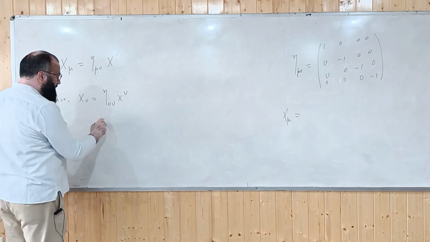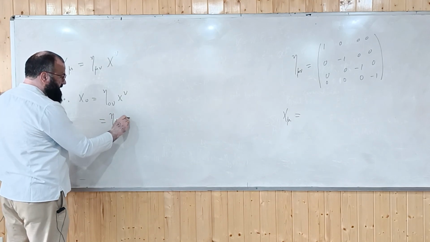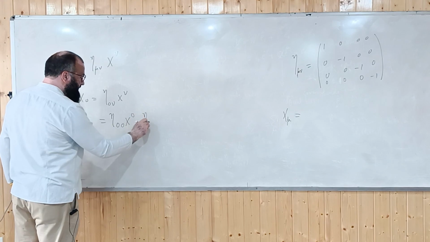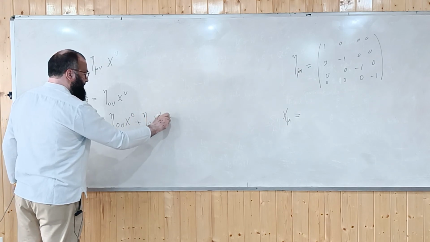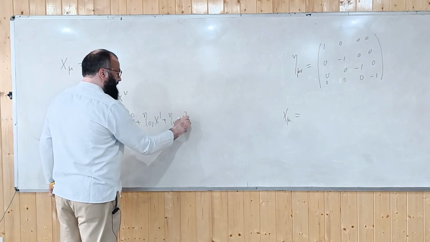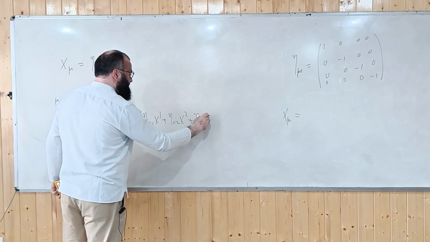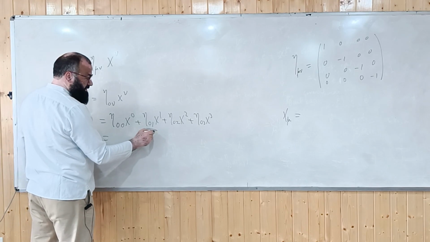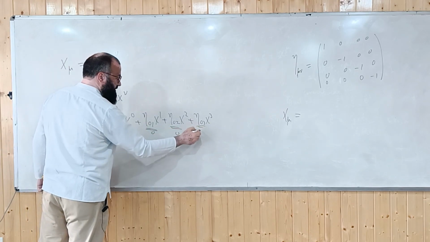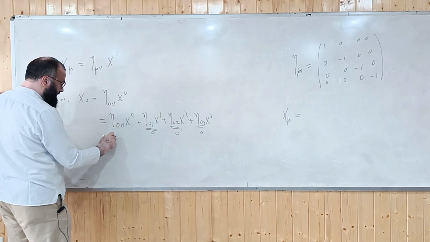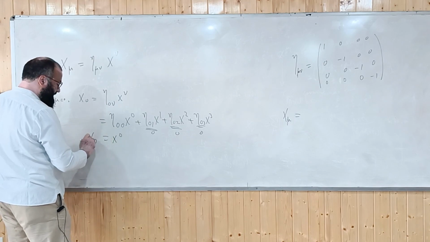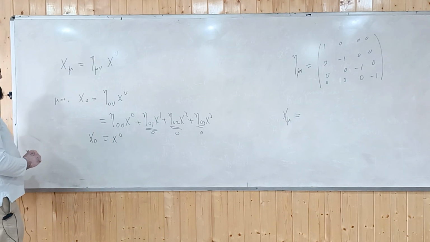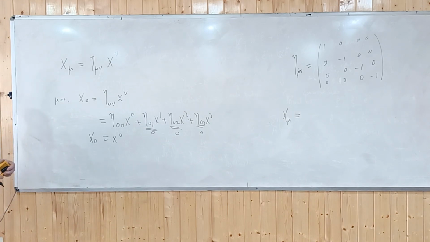Okay, so now you write this object. So it is eta 00 x0 plus eta 01 x1 plus eta 02 x2 plus eta 03 x3. So what is this object? This is 0, this is 0, this is 0, and this is equal to 1. So it is x0. That means the 0 component does not change. So it is the same as what you define for the contravariant.